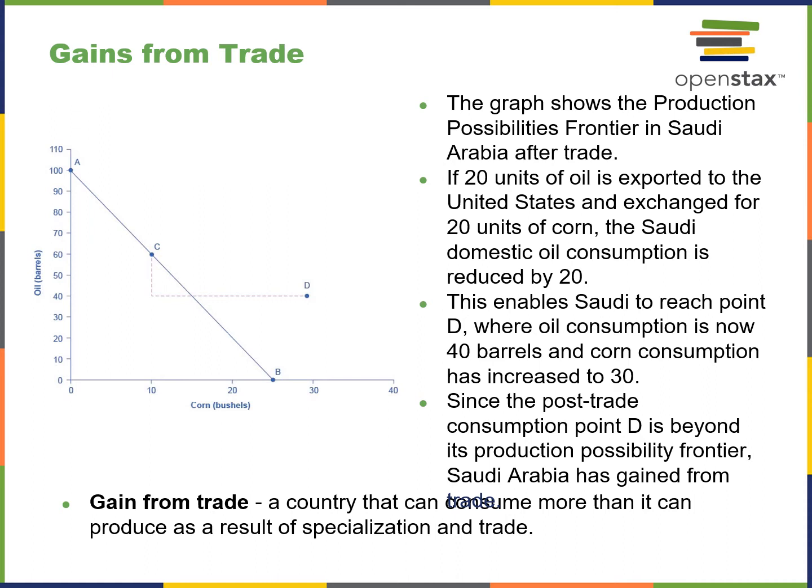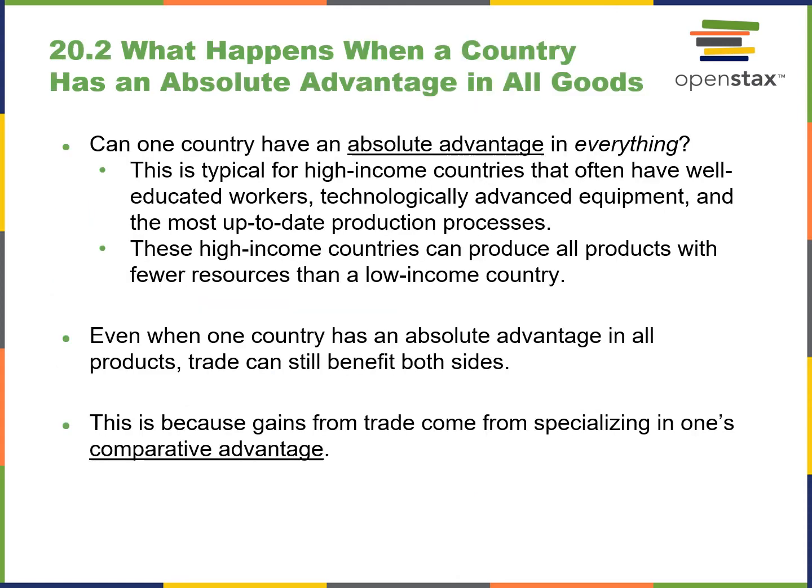A gain from trade is when a country can consume more than it can produce as a result of specialization in trade. So what happens when a country has an absolute advantage in everything? This is typical for high-income countries with well-educated workers, technologically advanced equipment, and the most up-to-date production processes. These countries can pretty much produce all products with fewer resources than a low-income country. When one country has absolute advantage in all products, trade can still benefit both sides. Now this is because gains from trade come from specializing on one's comparative advantage.